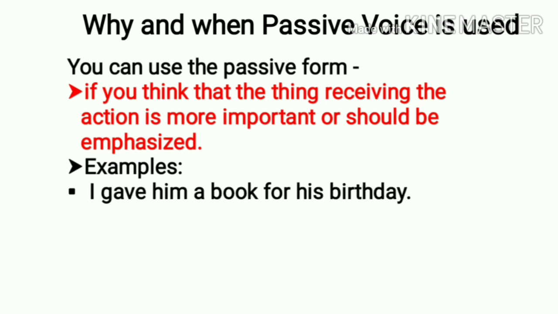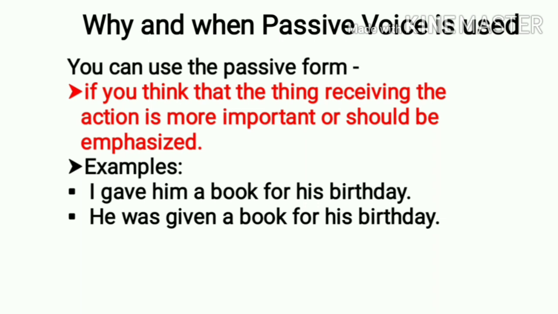Let us see the examples. I gave him a book for his birthday. Here importance is given to I. I is doer. Doer means subject. Now what happens in the next sentence? What should be emphasized? He was given a book for his birthday. He is receiving the book. That means receiving action is he, and so he is emphasized.